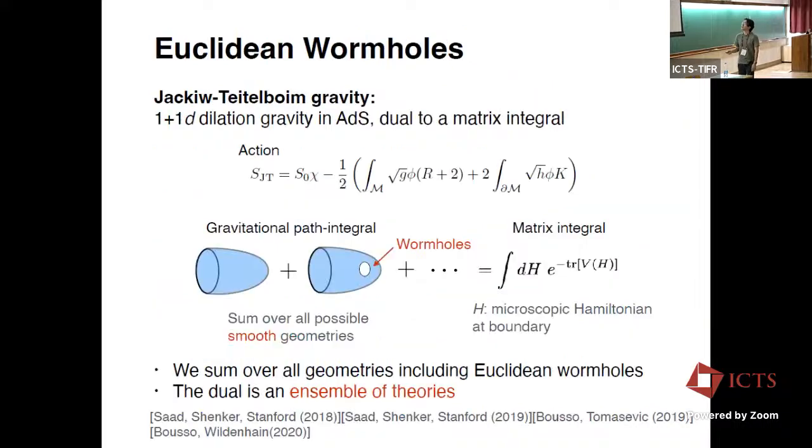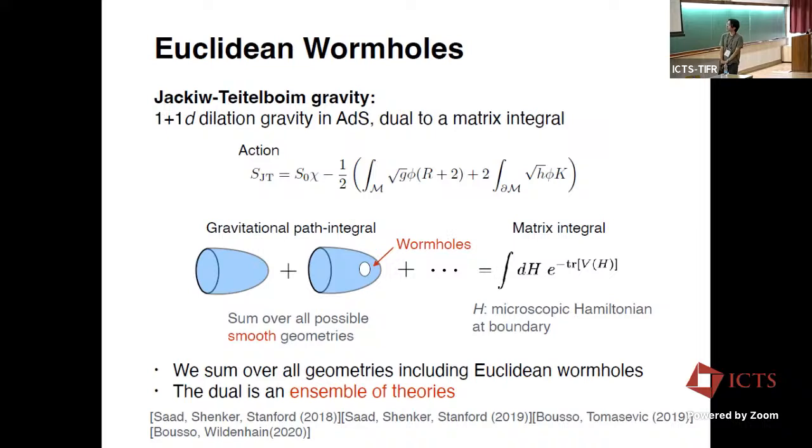Right. So this is just a review slide for JT gravity. JT gravity is 1 + 1 dimensional dilaton gravity dual to a matrix integral, and it has an infinite number of handle geometries, due to the matrix integral. So basically, this is ensemble averaging over 0 + 1 dimensional systems.